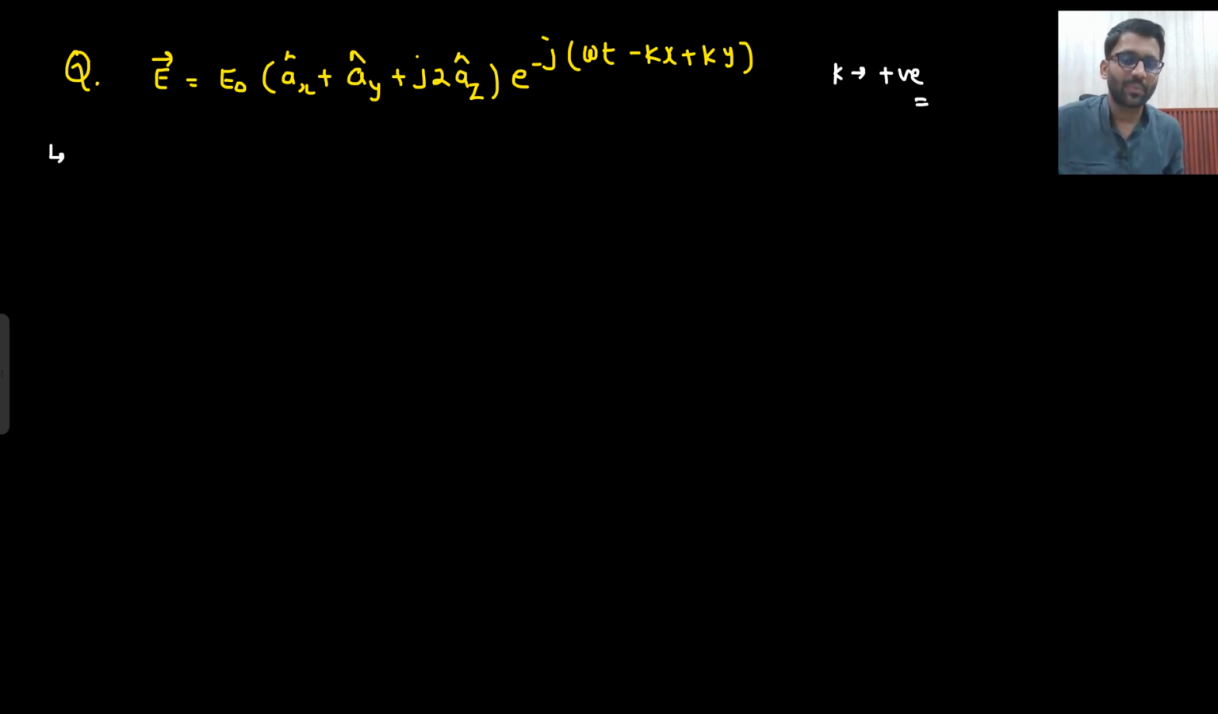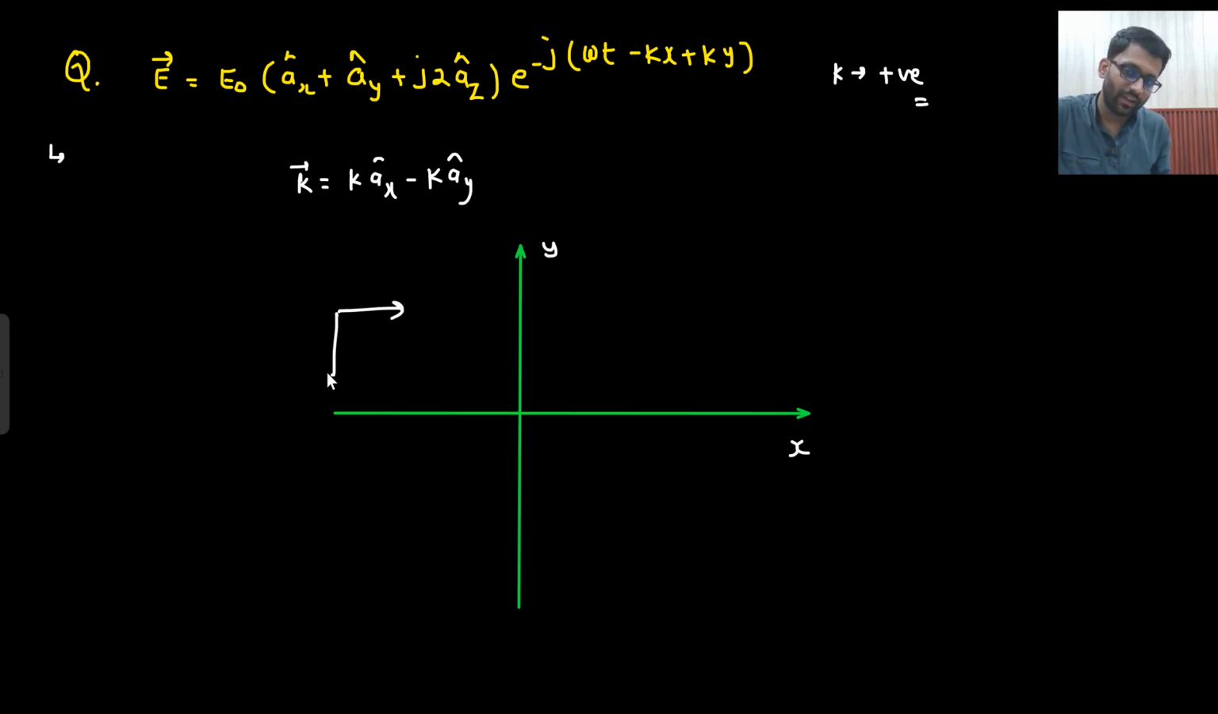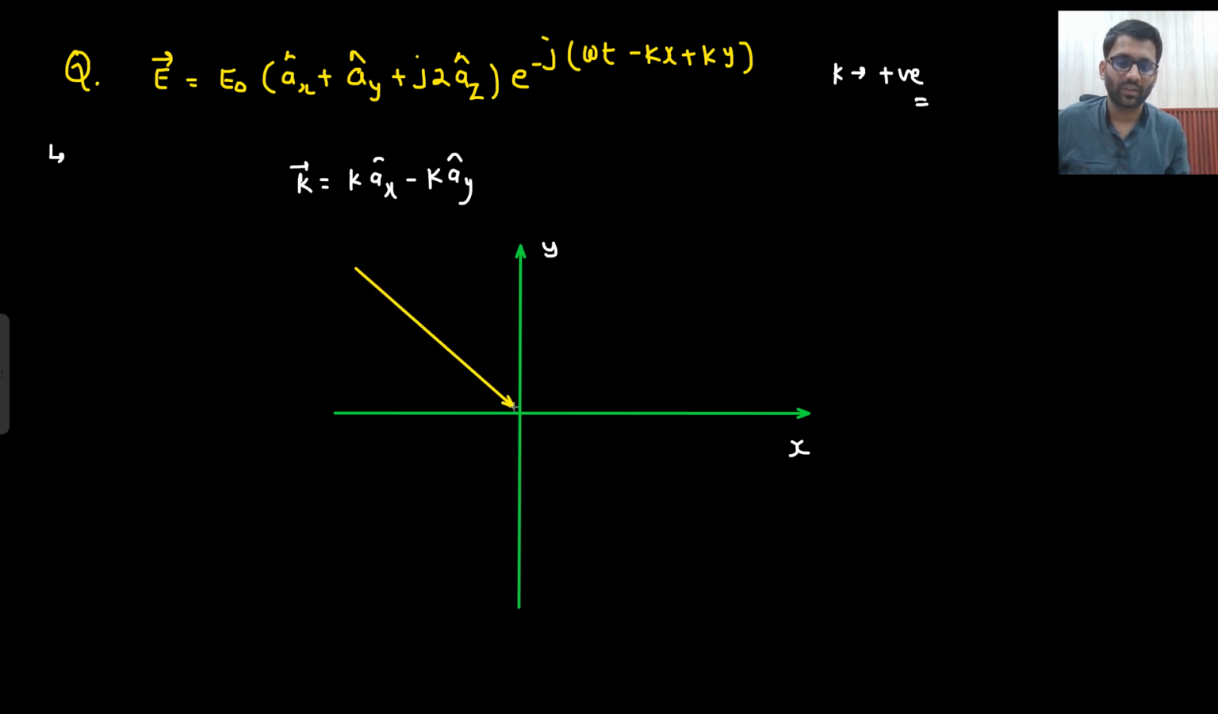So my wave is propagating. What is my k vector? If you tell from here, what is my k vector? K ax cap minus k ay cap. So my k vector you can see here. So x y I am making. This is my x and this is my y. So positive x and negative y. So this will be the direction of wave propagation. This is the direction of wave propagation we are making. Is that clear to you?